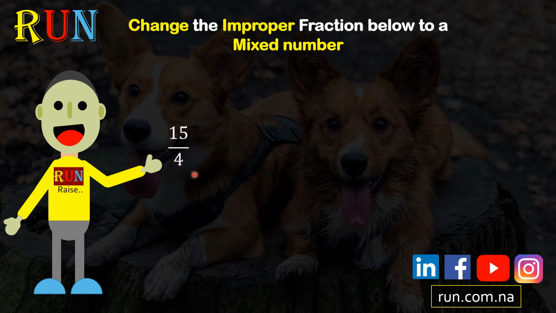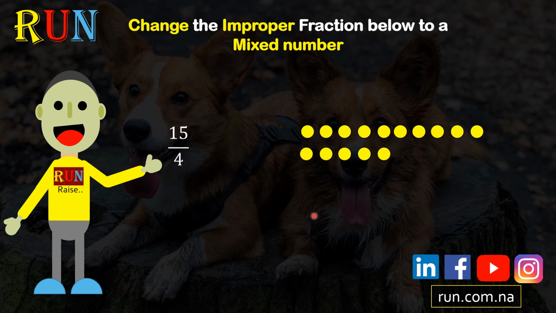Now the process is the same. We ask ourselves, how many times does 4 go into 15? We make 15 dots here, and then we cancel out 4 dots. We cancel out another 4, and then another 4. Now here we have 3 left that can't complete a 4, right? So they become the remainder.